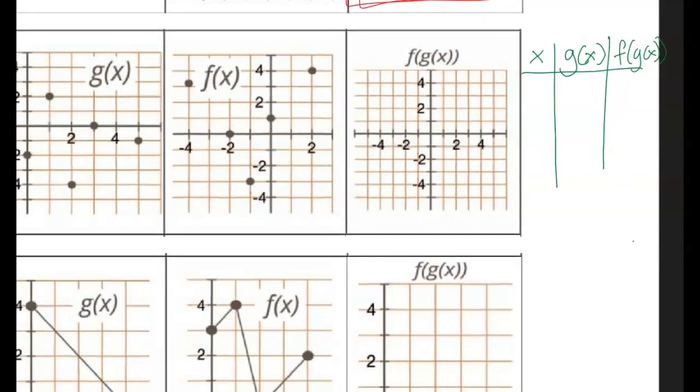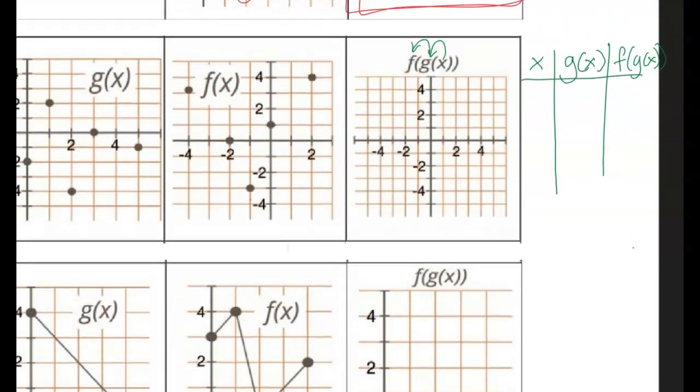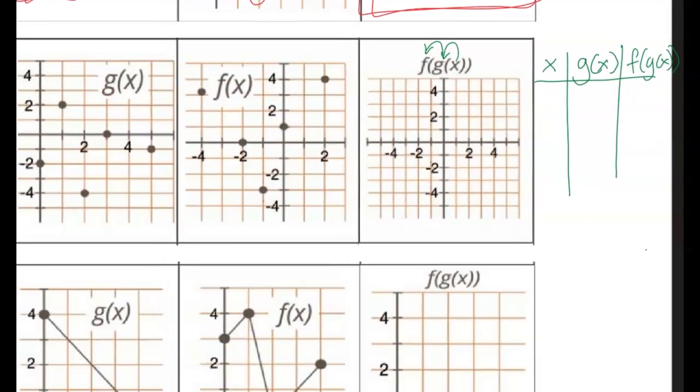So we're working from the inside of these parentheses outward. We're taking x, inputting it into g of x, and then inputting that into f of x. Meaning we should be first looking at this g of x graph. The x values on that g of x graph are our initial input. Those are the values we're putting in the first column, the x column.